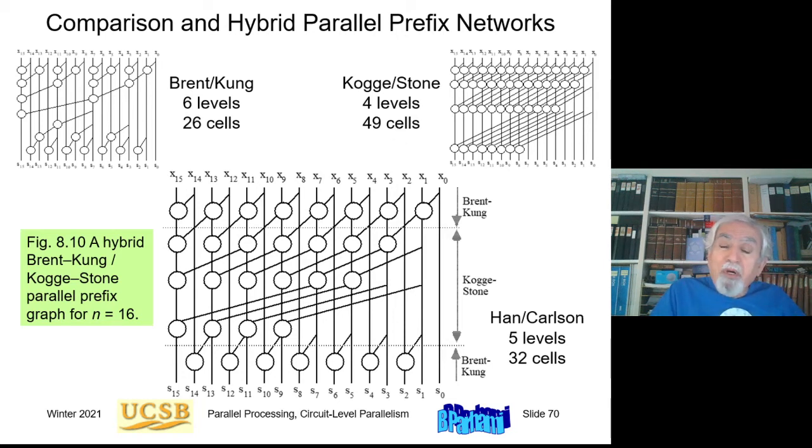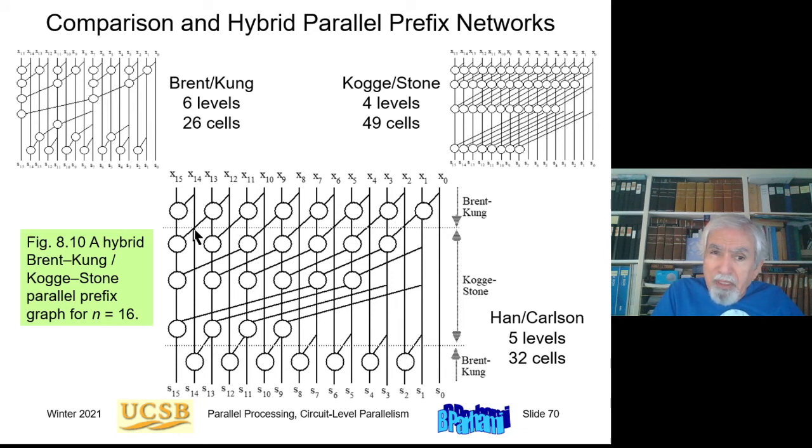It's in fact possible to trade off speed or cost and come up with intermediate designs. And here is one example. So this design basically starts as the Brent-Kung design. So 16 inputs reduced to 8 inputs. And this last part is basically the adders at the end of the Brent-Kung design.